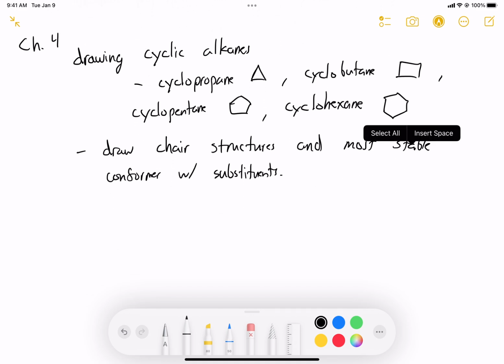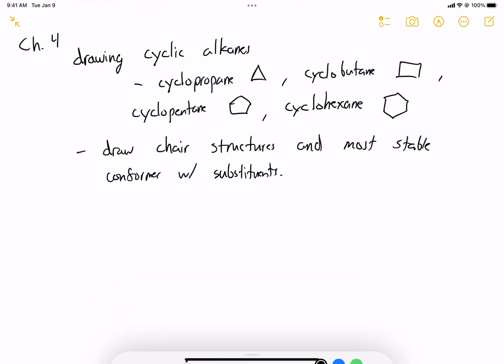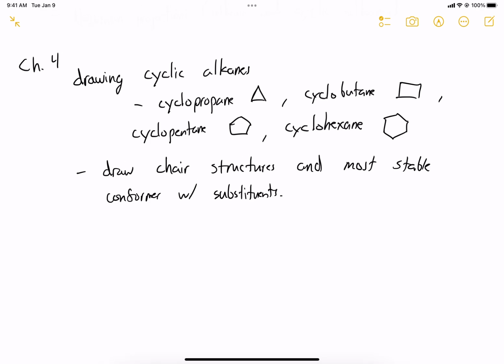And then other than that, I think that's all you can expect for chapter 4. Drawing these cyclic alkanes, and then what's most important is the chair structure, because one of the most studied cyclic alkanes out there is the chair structure. So it's a very important structure, and it has a lot of implications in chemical reactivity, properties, and other stuff of interest, not only in organic chemistry, but in other aspects too, like biology.